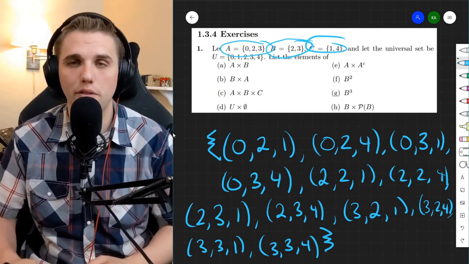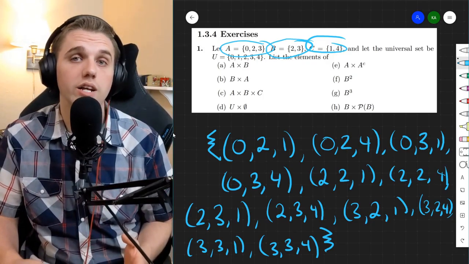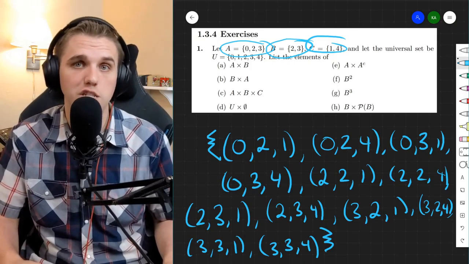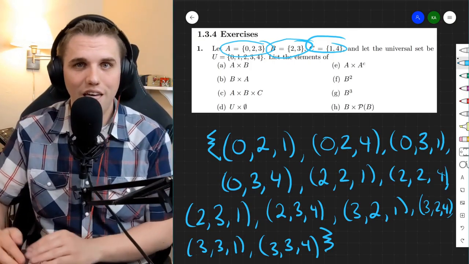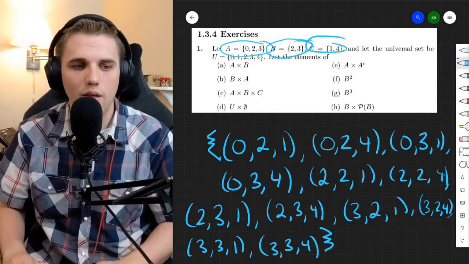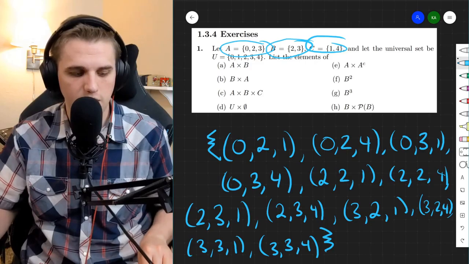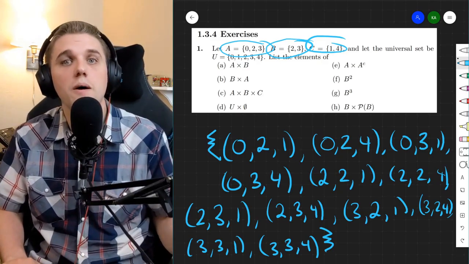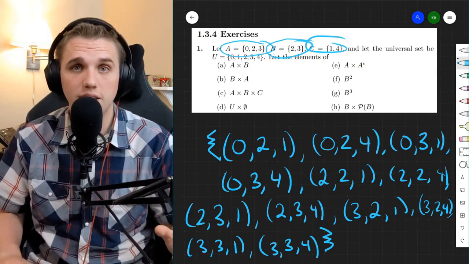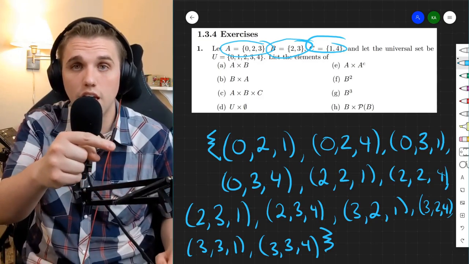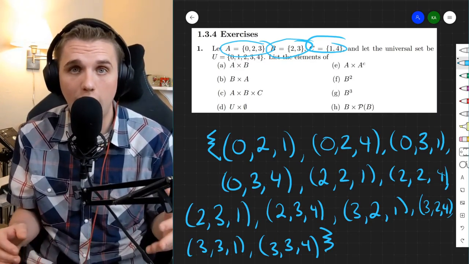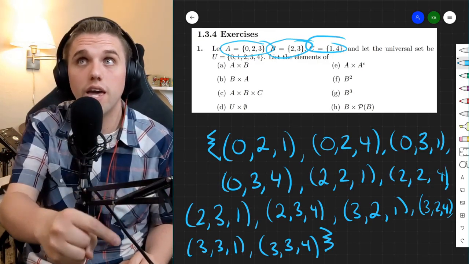Now, I want to clarify something about the cross product. You've already seen the cross product in your life before. If you've ever seen an XY axis, that is the cross product of the real line with the real line. And when you add a third set in the cross product, then it's a three-dimensional thing. So you might look at this and say, wow, these look like ordered pairs in 3D space. That's 100% correct. All of these points, if you graph them on an XYZ axis, would represent the universe that we're talking about here, A cross B cross C. This right here is the total of that universe.